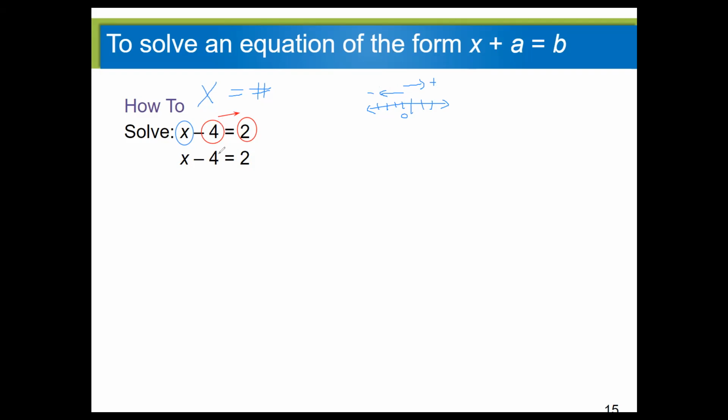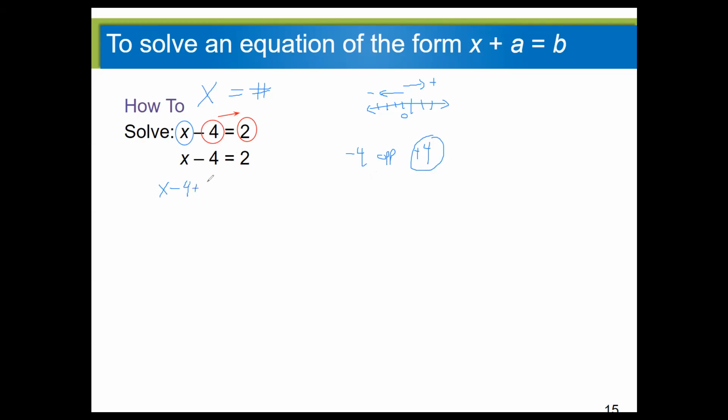If I want this -4 here to move, I need to do the opposite of -4 to it. What is the opposite of -4? The opposite of -4 is +4, right? So I need to put +4 next to the -4, and that will do the opposite.